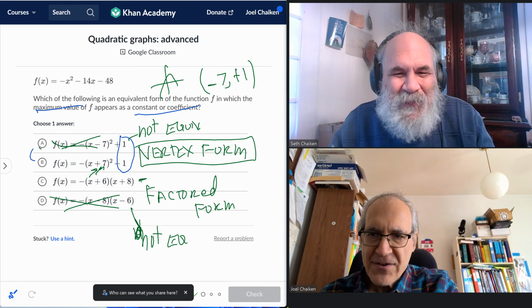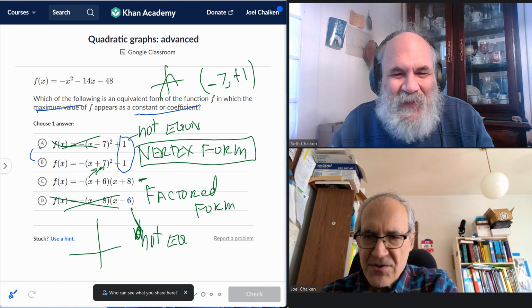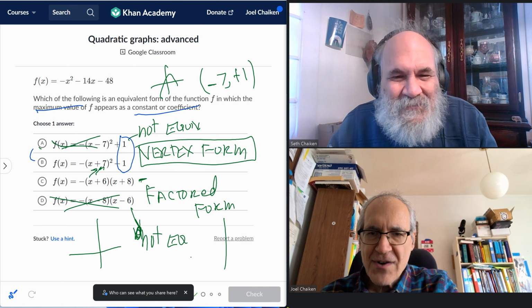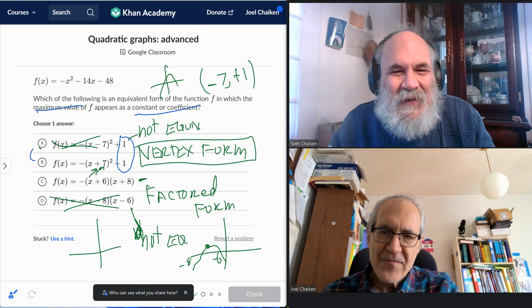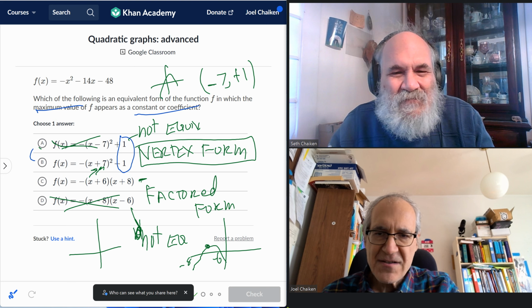And then in factored form, this tells you the roots. This tells you where it crosses the axes. So you can graph this thing in a second. -7, 1 over here. And then it crosses the axes at -8 and -6, which makes a lot of sense. Right. So this is the graph of it.